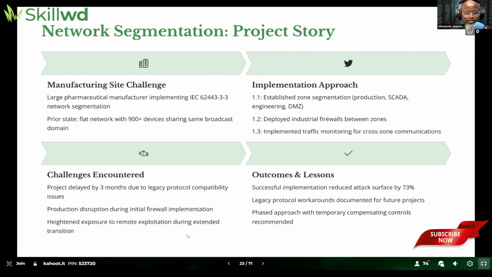Okay, I like this part. The second part says production disruption during initial firewall implementation. And I've been part of this a lot. Your plant and operations guys, honestly, they don't have time for stuff like this. It's just the reality. You can't deal with this alone. So their leadership will be the one to massage them and let them know why it's important, so they get to go deal with that.